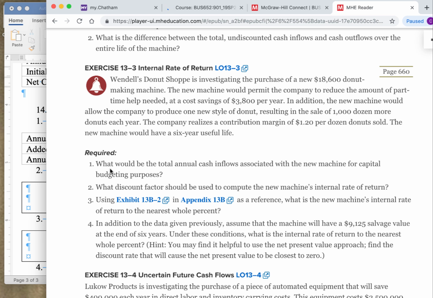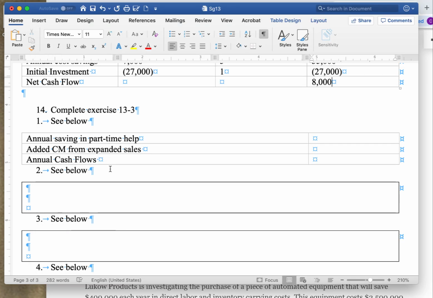Easy peasy, right? Number 1 says, what is the total annual cash inflow associated with the new machine for capital budgeting purposes? So we have to figure out what our inflow is. That's easy. We can do that.